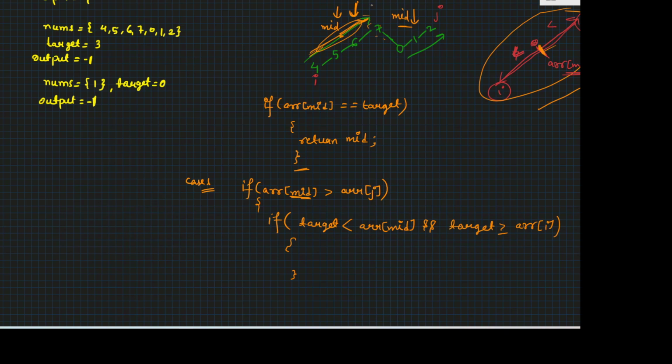Okay, then we are checking if the target is smaller than mid, so the target will be left of the mid. And if the target is greater than array of I, that is, it is right of the starting index, then it is for sure, then we have to decrement the j to mid minus 1, because now our range of array will be I to mid only. Okay, so what we will do is j is equal to mid minus 1.